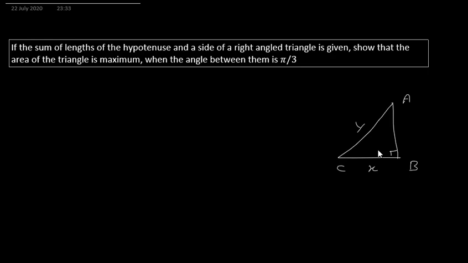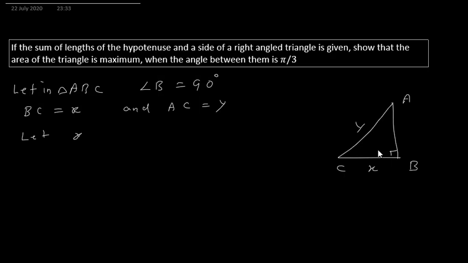so that is a constant number. So let us take, let in triangle ABC angle B be 90 degree, BC is x and AC is y. If the sum of length of hypotenuse and side of right angle triangle is given, okay, now we have given their length, so let x plus y is given, which is k, which is constant.